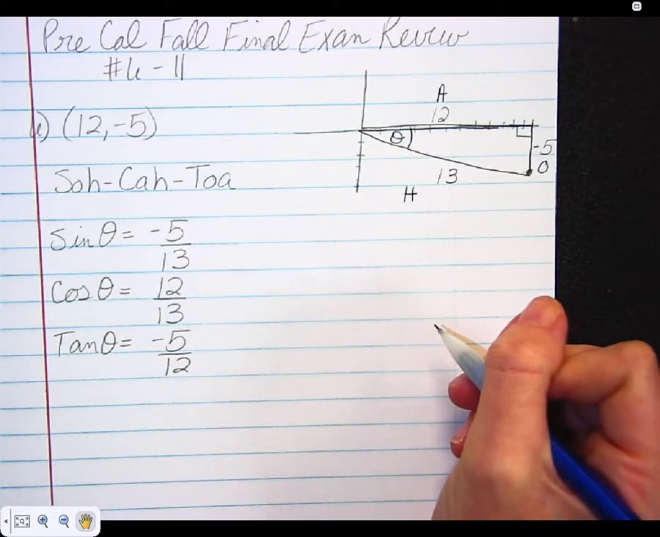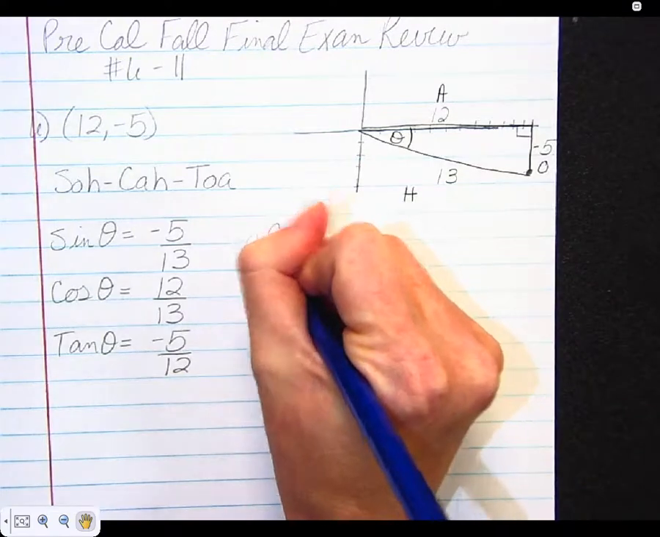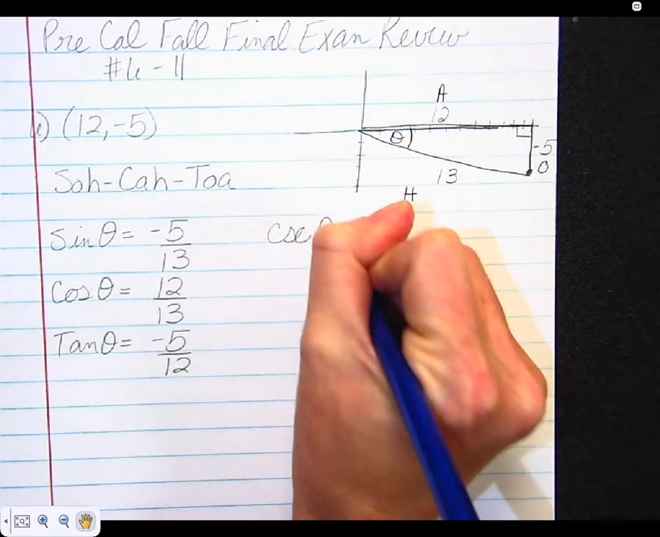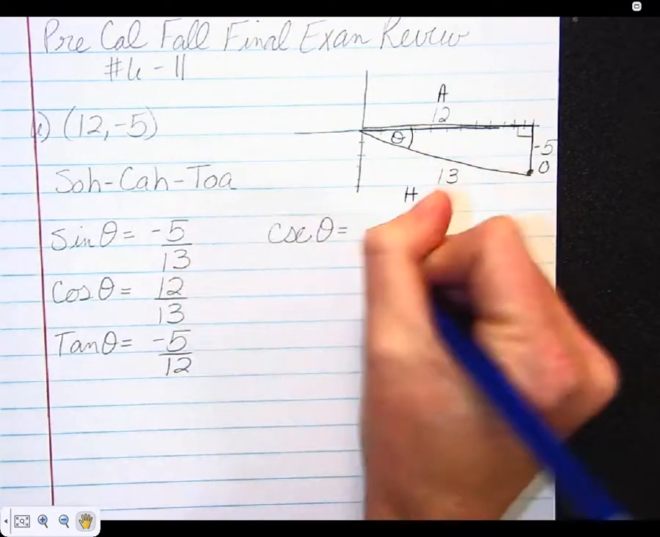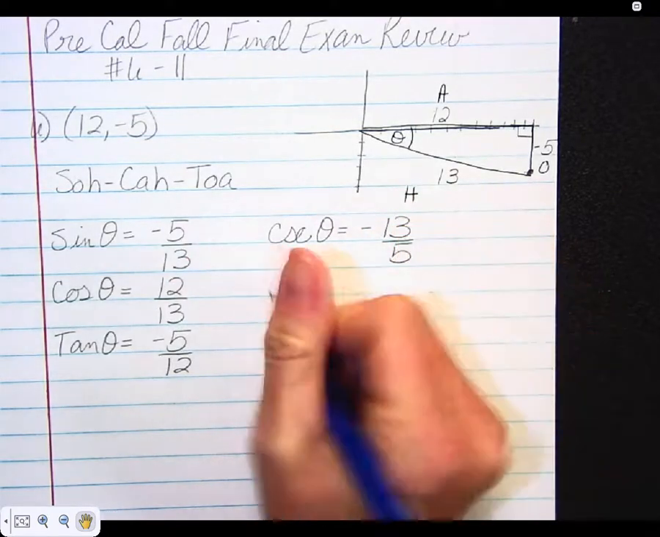So there's the first 3. And then for my last 3, I'm going to set up my reciprocals. And so the reciprocal of sine is cosecant. I'm just going to flip this upside down, so that's going to give me -13/5. And that negative's kind of floating out in front there.